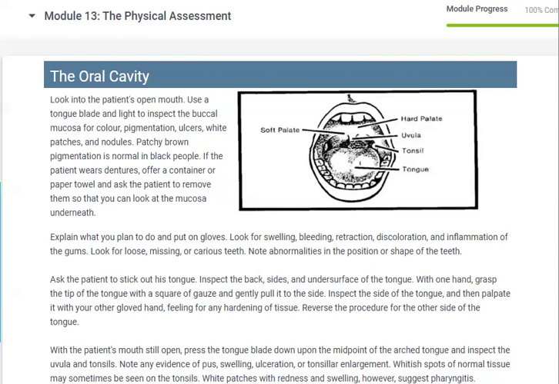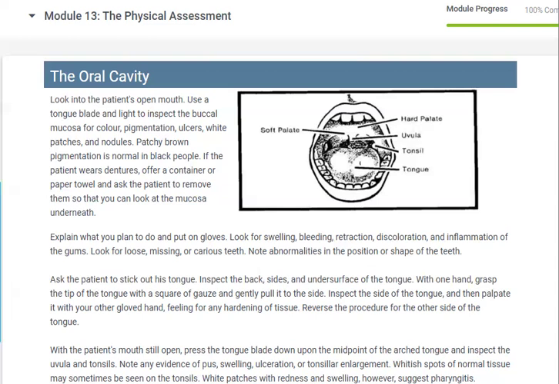Ask the patient to stick out his tongue. Inspect the back, sides, and undersurface of the tongue. With one hand, grasp the tip of the tongue with a square of gauze and gently pull it to the side. Inspect the side of the tongue, and then palpate it with your other gloved hand, feeling for any hardening of tissue. Reverse the procedure for the other side of the tongue.